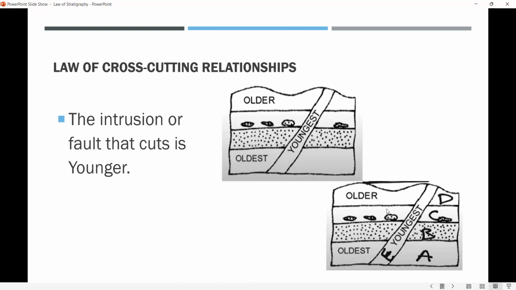So therefore, how many layers do we have? The first layer is the oldest one. This is the second layer, this is the third layer, and the fourth layer. And here we have the fifth layer, which is the youngest one. And this is the law of cross-cutting relationships.